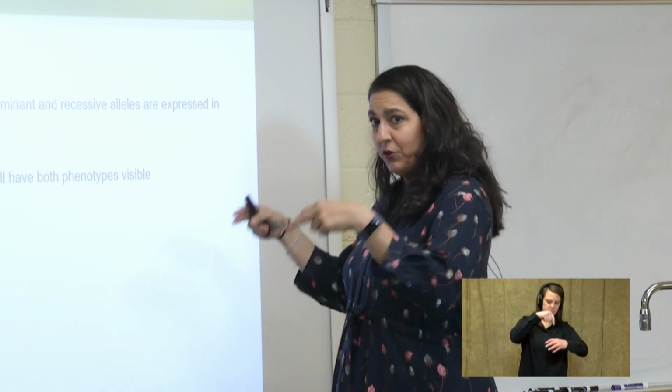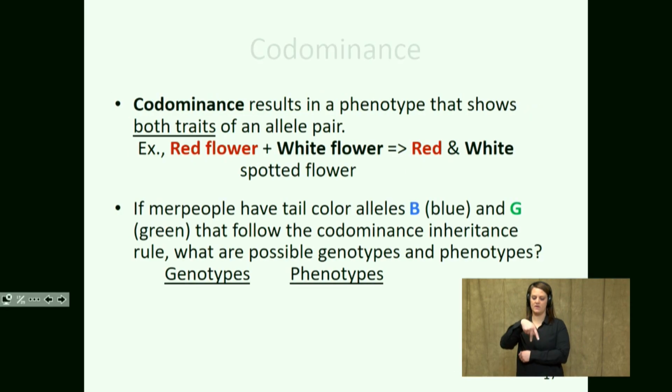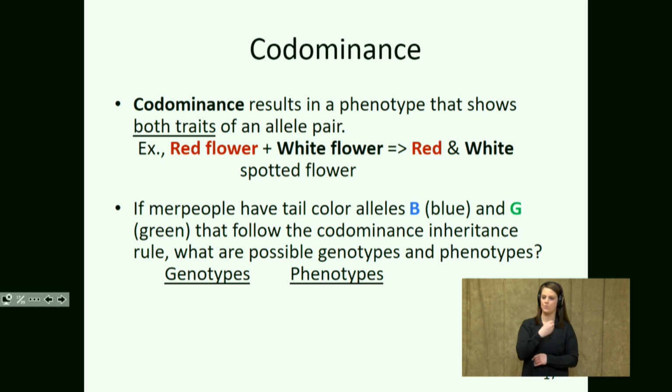Codominance likes to both be seen equally, all right? So both phenotypes are going to be visible. So in this case, like I just said, if you were to have a red flower and a white flower, you get a red and white flower. There's no pink, no in between. It's both. Codominance is both.